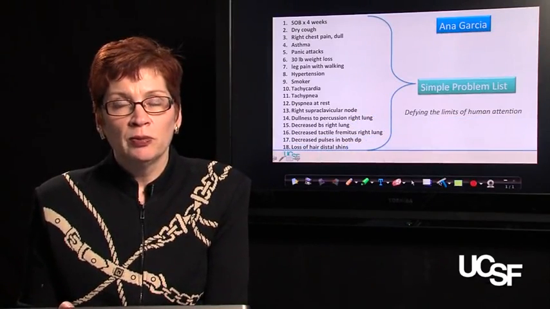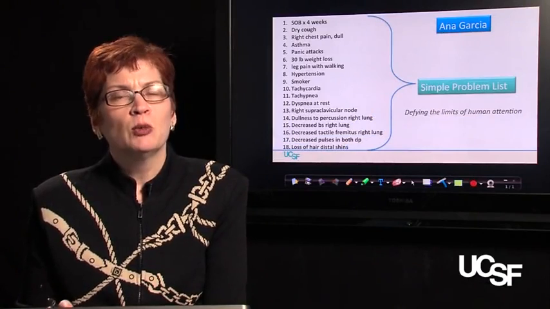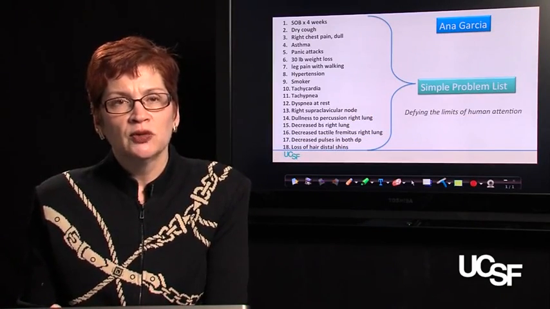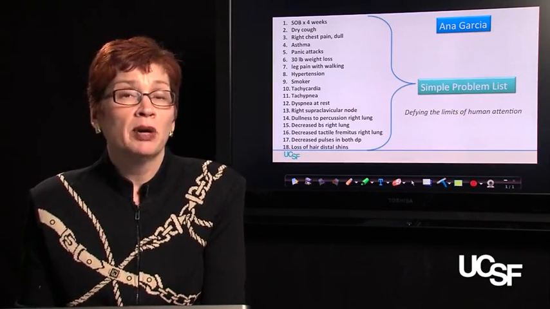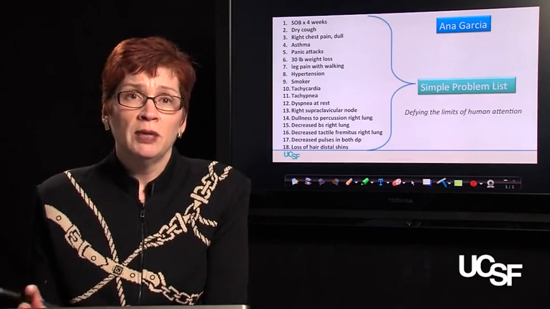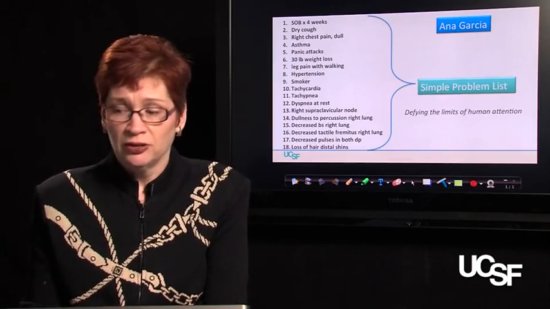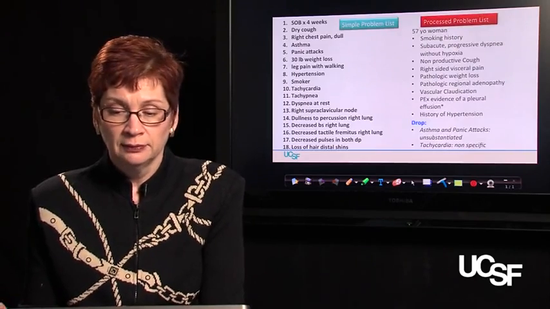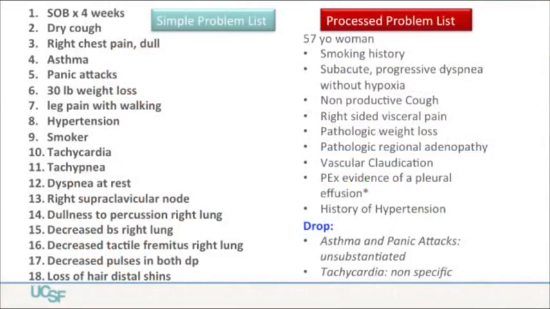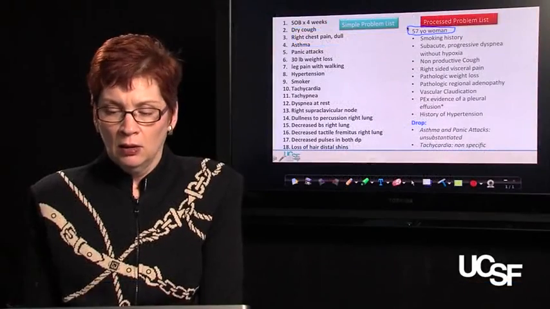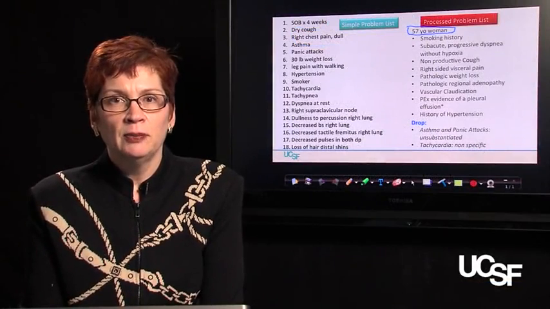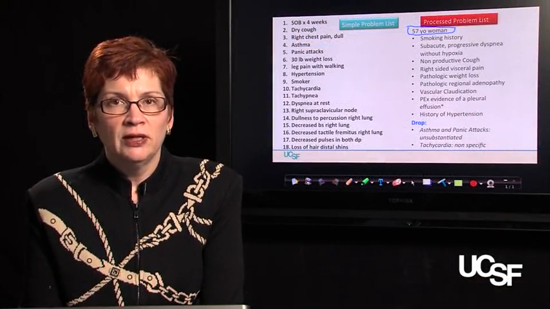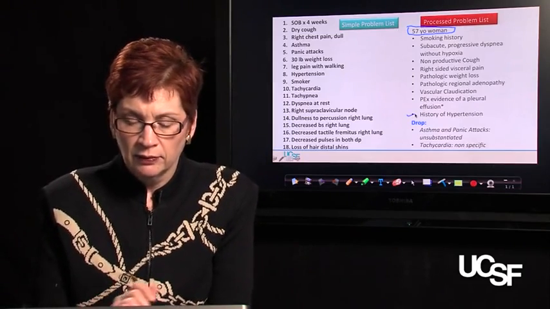So our goal with the process problem list is to make this list more manageable, more precise, and more useful to us so that we can then move from the processed problem list to a patient illness script and on to our differential diagnosis. So let's look and see how this works. We start off with her descriptor. She's a 57-year-old woman. We're not convinced that her hypertension is relevant to her presentation, but we're going to keep it on the list down here.